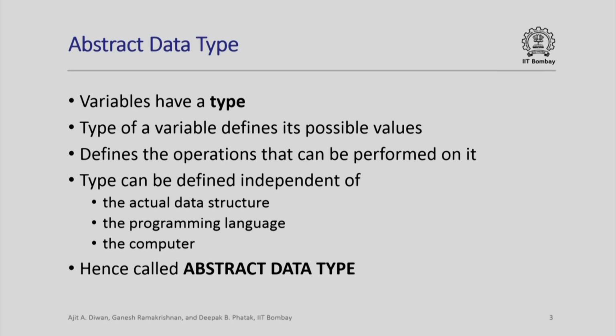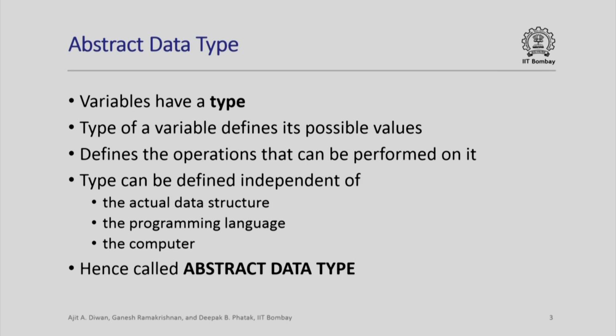And variables, as we have seen, have what is called a type. So, we have seen built-in types like int and float and so on. The type of a variable defines the possible values that it can take, and when you declare a variable as int, for example, it specifies that this variable can take integer values, and it also defines the operations that can be performed on it. So, integers can be added, multiplied and so on.